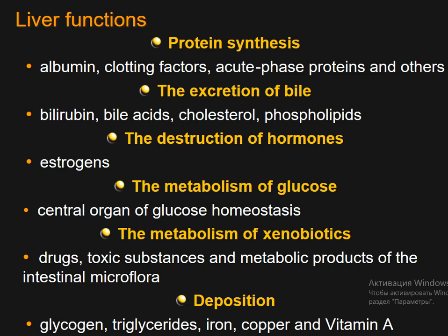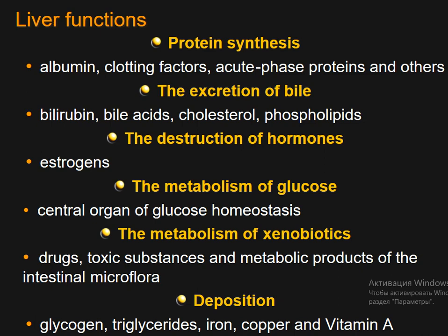Acute phase proteins, complement, and other acute phase reactants are also secreted by the liver, as are numerous specific binding proteins, for example, the binding proteins for iron, copper, and vitamin A. The second important function of the liver is the excretory function.